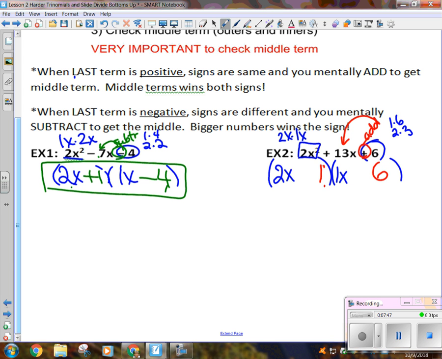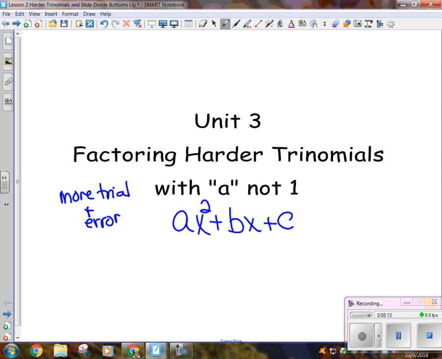Okay? So I was still checking 1x. I'm going to check what? 12x. Sure enough, it's going to add up to be 13x, but I need them to both be what? Positive. So I need a positive 1, and then I need a positive 6 so that I get positive 12. Everybody good now? Okay. These are not supposed to be so hard. You're still factoring the exact same way. The only difference is now you have an extra factor in the front to consider.